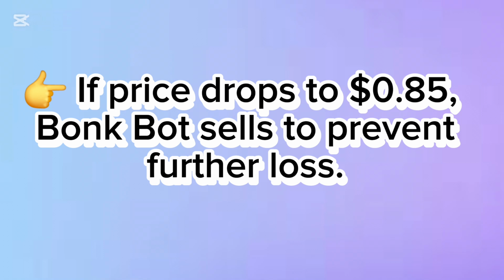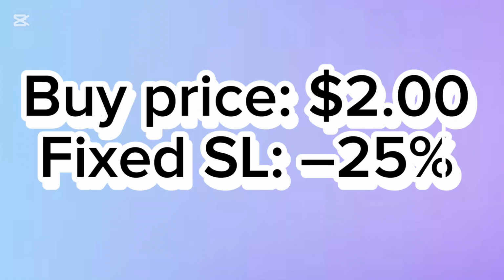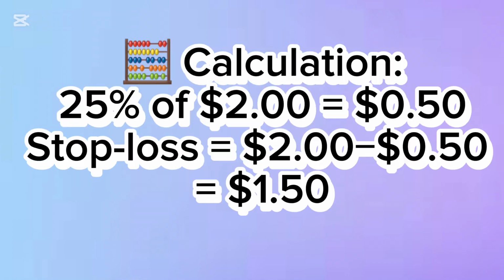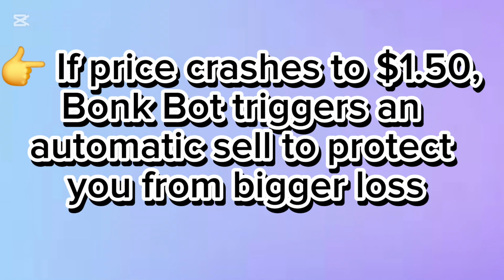So example 2 is this. Your buy price is $2, fixed stop loss at minus 25%. So the calculation is this: 25% of $2 is $0.5. So the stop loss will be $2 minus $0.5, which is $1.5. If the price crashes to $1.5, Bonkbot triggers an automatic sell to protect you from bigger loss.